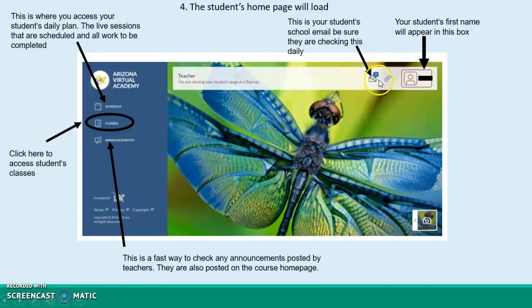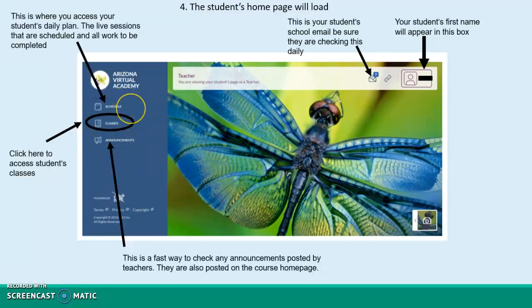That is the student's email. As you can see, this student had 7 emails that hadn't been read. It's very important that your student is checking these daily. To the left, you're going to see schedule, and that's where the student accesses their daily plan. This can also be accessed from each individual course, and it lists the live sessions as well as assignments to be completed that day. Under that, it'll say classes, and that's where we're going to access the student classes.